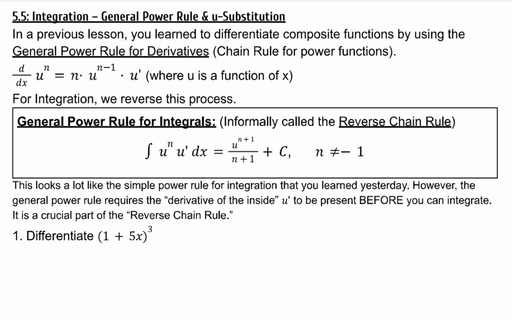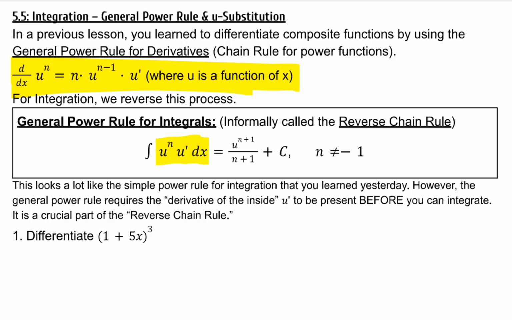In a previous lesson, you learned to differentiate composite functions by using the general power rule for derivatives, the chain rule for power functions. So the derivative of u to the n with respect to x is n times u to the n minus 1 times u prime. For integration, we reverse this process.